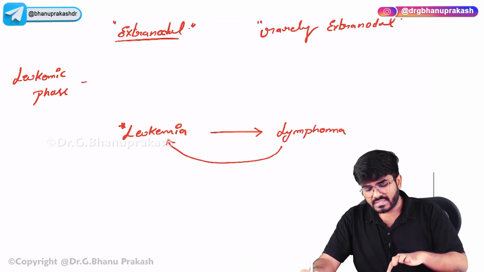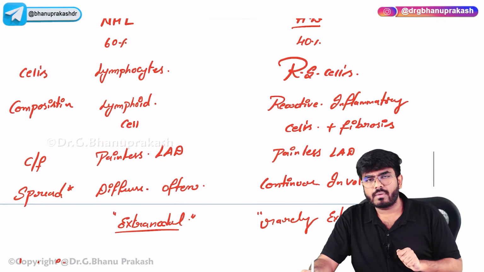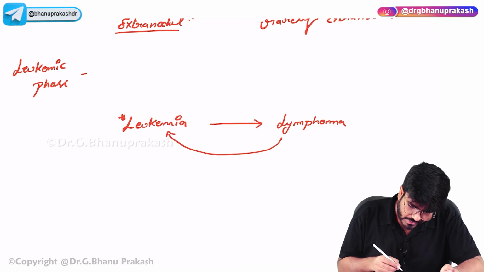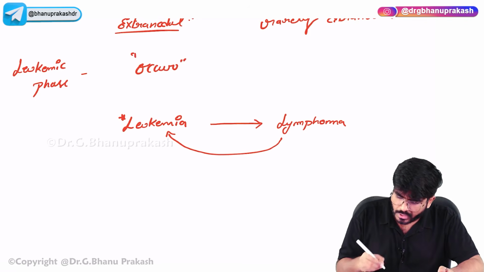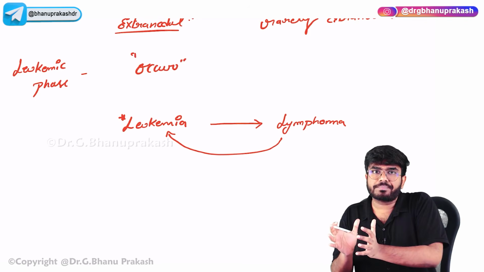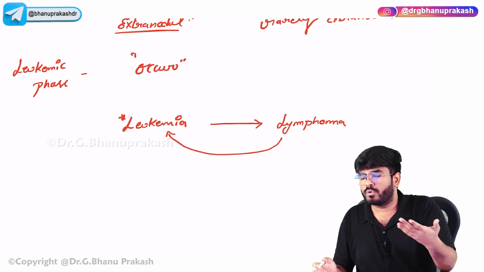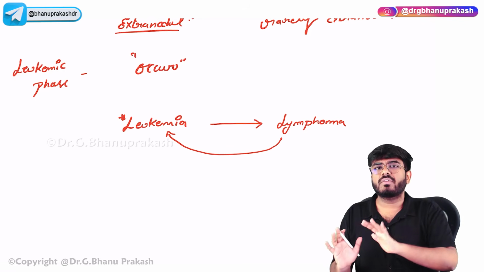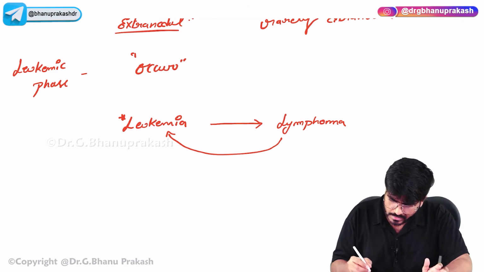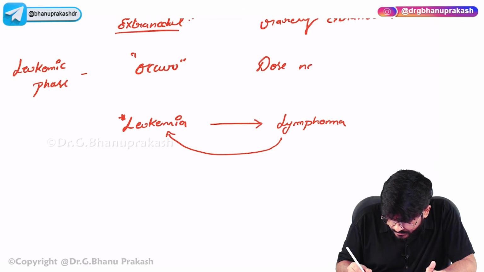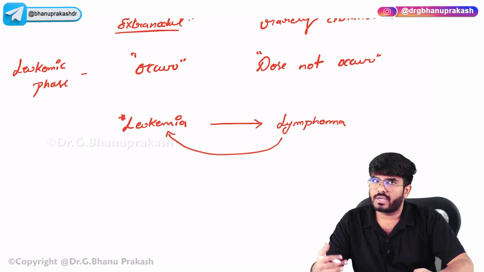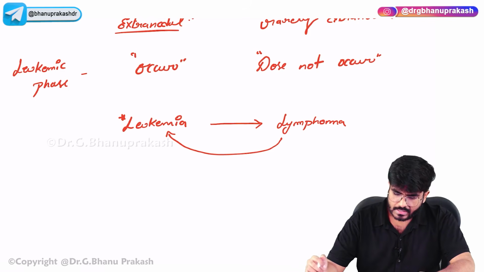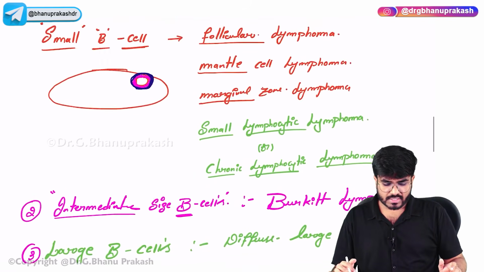But when I am discussing the differences between non-Hodgkin's lymphoma and Hodgkin's lymphoma, in non-Hodgkin's lymphoma, a leukemic phase can occur, yes. But in Hodgkin's lymphoma, a leukemic phase is not going to occur. Hodgkin's lymphoma usually does not cause leukemia. Non-Hodgkin's lymphomas can cause leukemias, but not Hodgkin's lymphomas. Having said that, now let's discuss non-Hodgkin's lymphoma.